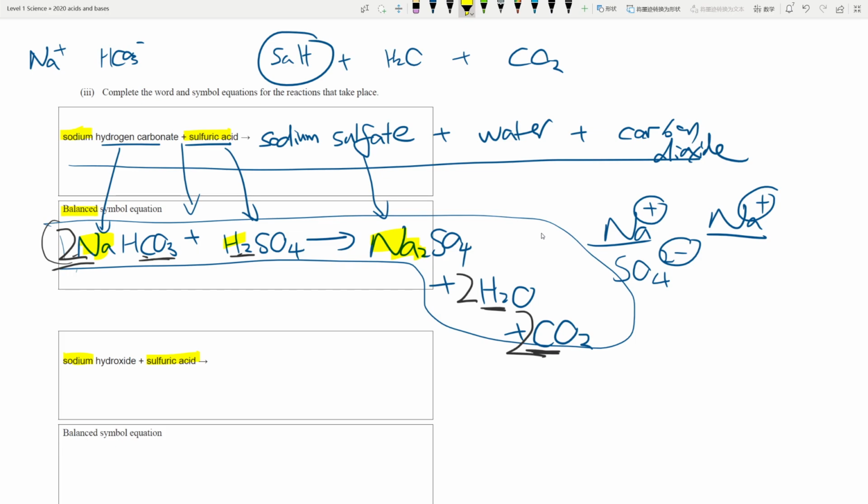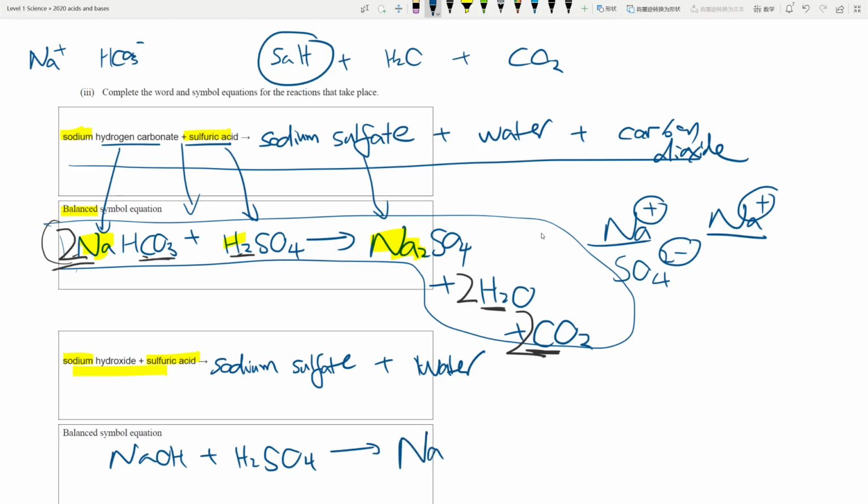Okay, so next part, sodium hydroxide plus sulfuric acid. So this is just sodium sulfate plus water. Okay, so this is just NaOH plus H2SO4 turning into Na2SO4 plus water. Again, same thing, I want to balance it. This is 2Na, this is 1Na, so the big 2 in front of there, and then I do a big 2 in front of there because I got 4 H's, and then on the right hand side I don't have 2H here, so that's why I need to multiply by 2.